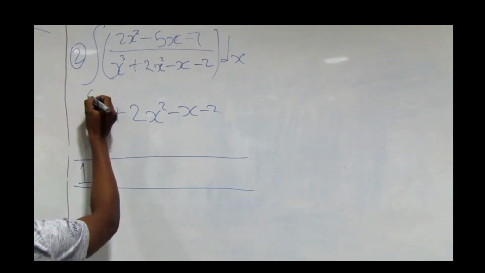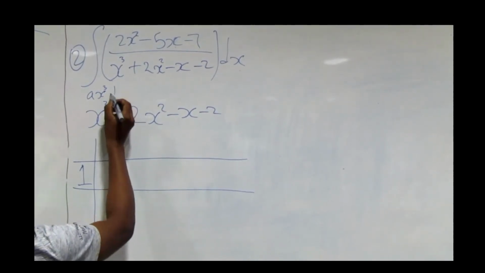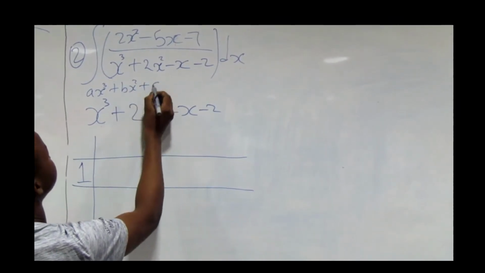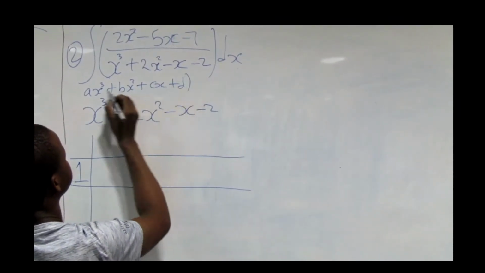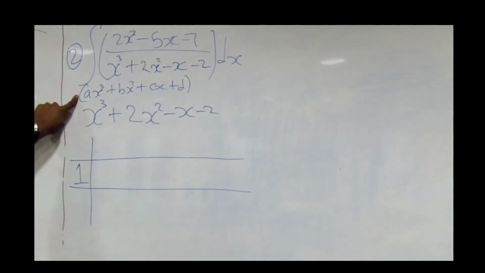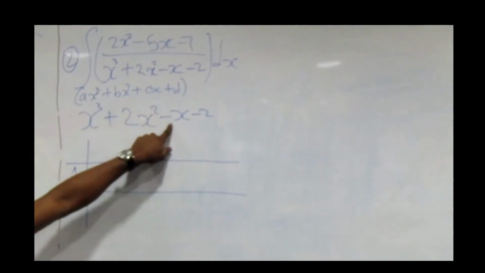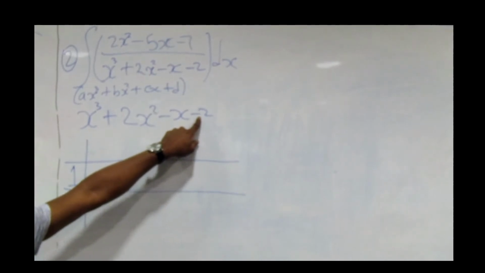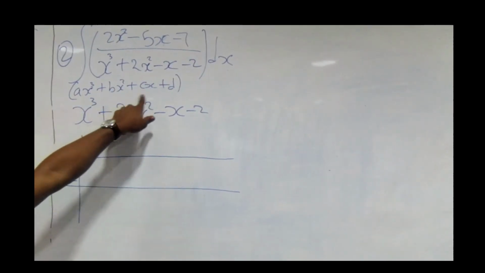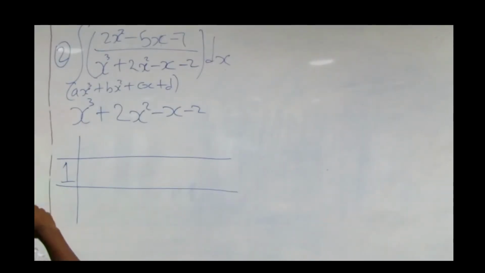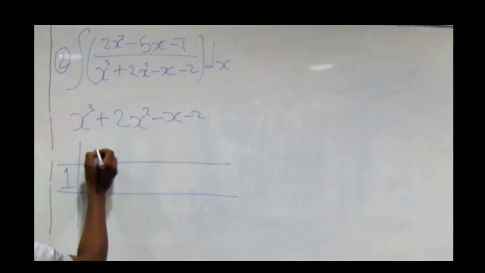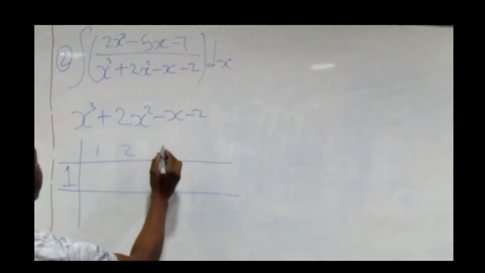This is the same as ax cubed plus bx squared plus cx plus d. When I relate this to the function, our a here is 1, our b is 2, our c is negative 1, our d is negative 2. And a, b, c, d are the coefficients of the cubic function. So we take the coefficients: this is 1, we put 1 here, this is 2, this is negative 1, this is negative 2.